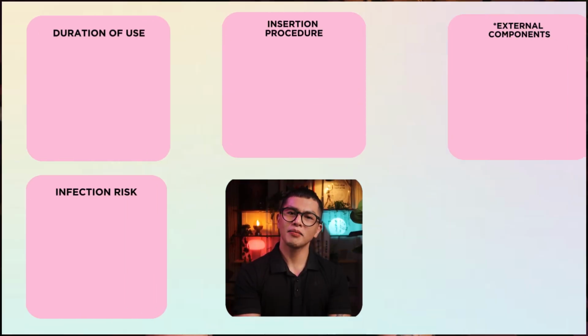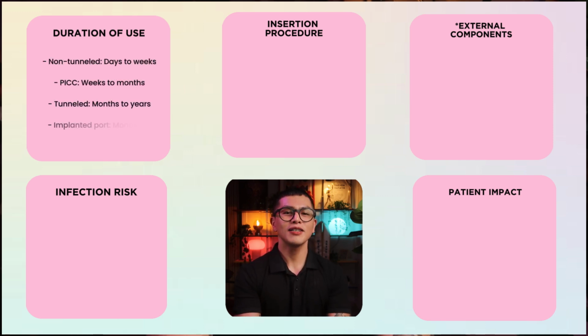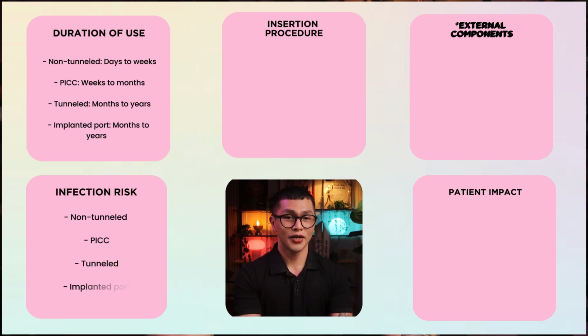Now that we have covered each type of central venous catheter, let's compare them side by side to help you remember the key differences. Duration of use. Non-tunneled, days to weeks. PICC, weeks to months. Tunneled, months to years. Implanted port, months to years. Infection risk, from highest to lowest. Non-tunneled, PICC, tunneled, implanted ports.